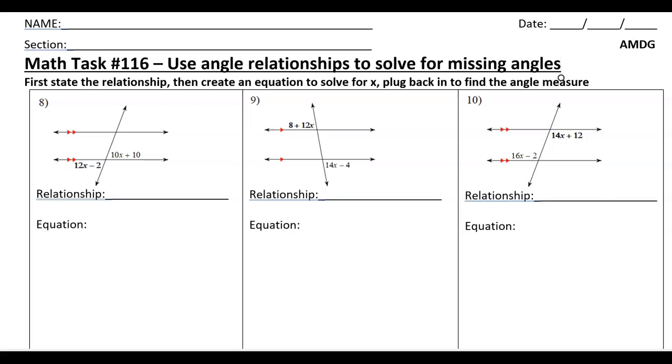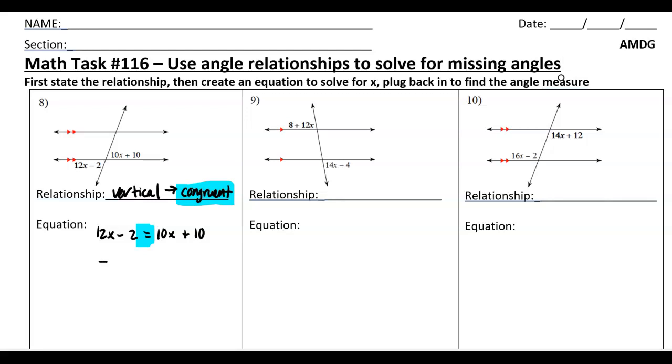So here we have a vertical relationship. And then because a vertical is congruent, meaning it's equal, we're going to set these equal to each other. So 12x minus 2 equals 10x plus 10. So whenever we have a congruent relationship, we get to set them equal to each other.